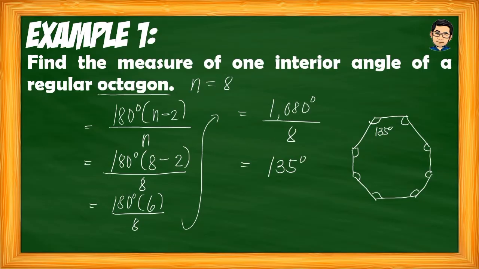Okay, and then to check if your answer is correct, so yung 135 degrees, i-multiply lang po natin kung ilan yung sides ng octagon, which is 8. So 135 times 8 will get 1080. Therefore, the sum of the interior angles of a regular octagon is 1080. And then kapag measure ng interior angle lang, yung isa lang, will have 135 degrees.